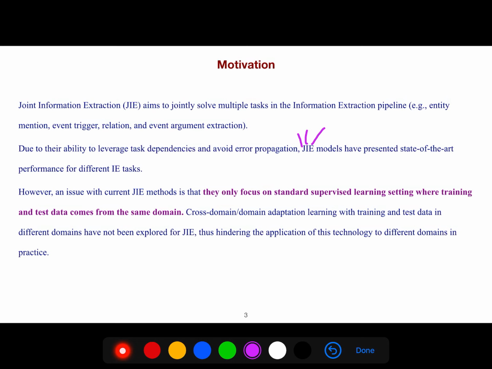However, an issue with current joint information extraction methods is that they only focus on the standard supervised learning setting, where training and test data come from the same domain. Cross-domain or domain adaptation learning, with training and tests in different domains, has not been explored for joint information extraction, thus hindering the application of this technology to different domains in practice.